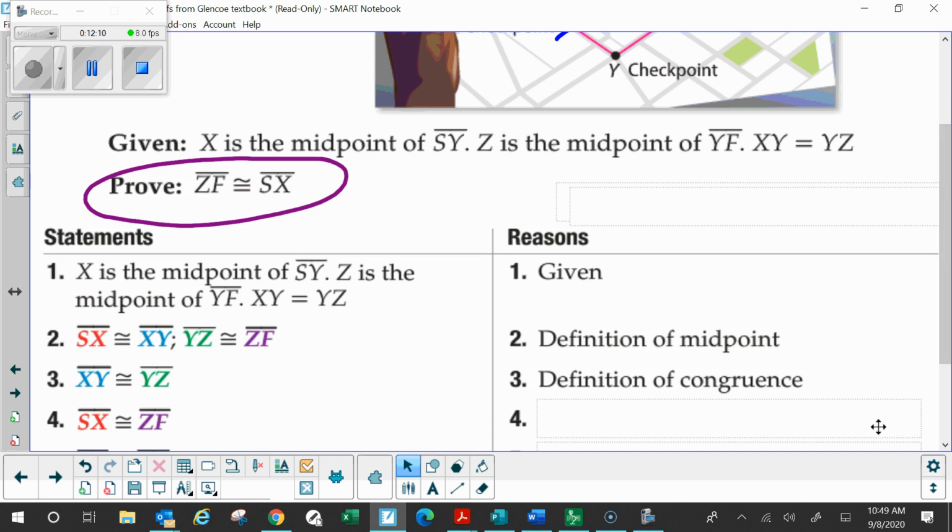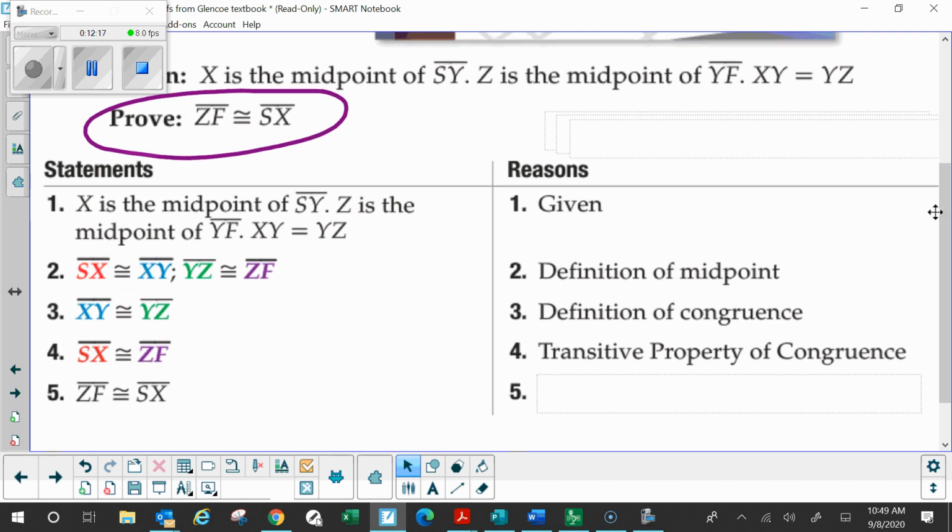For number 4, this is the transitive property. This is a little hard to see, but go back and refer to your yellow sheet with the definitions. So that was the transitive property of congruence, and then statement 5 is what you're trying to prove.